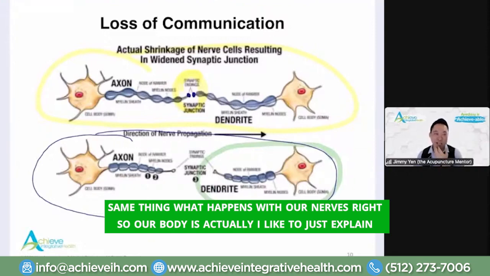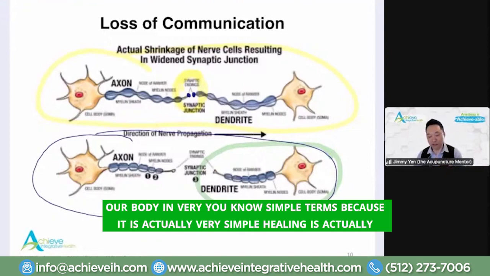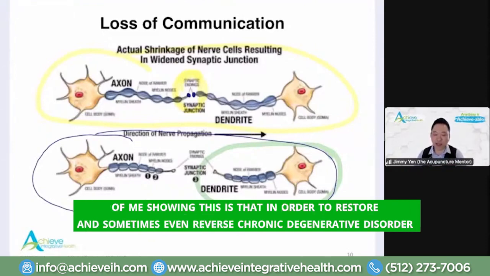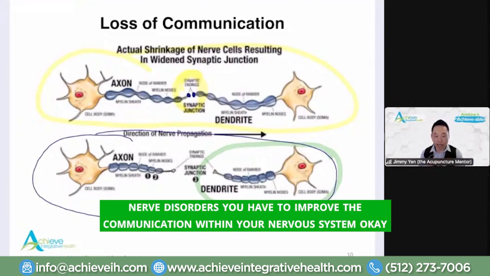So I like to just explain our body in very simple terms, because it is actually very simple. Healing is actually very simple. We just tend to like to complicate it in medicine. Okay, so the purpose of me showing this is that in order to restore and sometimes even reverse chronic degenerative nerve disorders, you have to improve the communication within your nervous system. Okay.